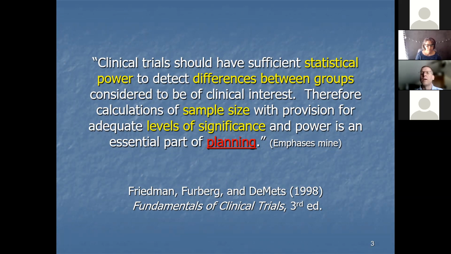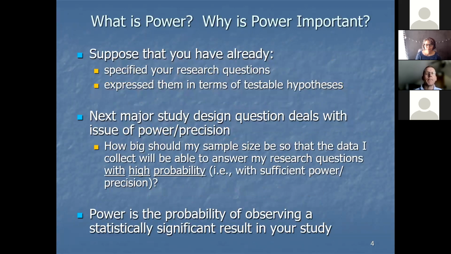Okay, so power a lot of times comes to the forefront after a study is complete and after the analysis is done, and perhaps your p-value was not as small as you had hoped, and then you start thinking about power. That is not the time to be thinking about power. Power is a consideration that should be made in the planning stages. So again, just want to lead off with that. So what is power? Why is it important?